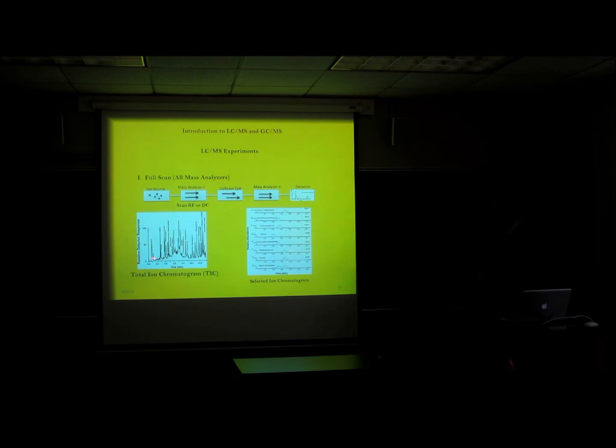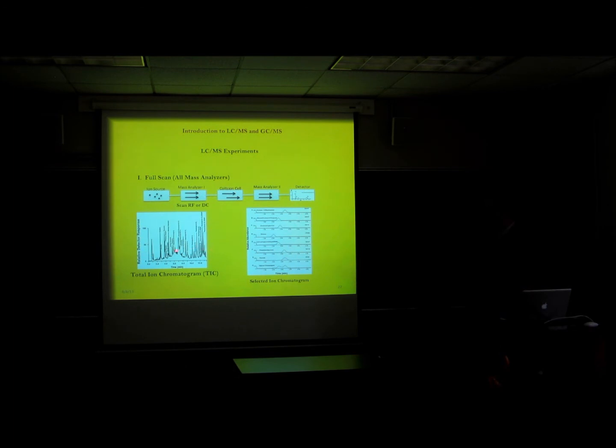What you get with a complex mixture, this is a soy extract. You do an extract on soybeans, you dilute it, you inject it onto your liquid chromatograph and do mass spectrometry at the back end, scanning from say 100 to 1500. This is a total ion chromatograph. Every time any ion of any mass to charge ratio hits the detector, you get a peak.